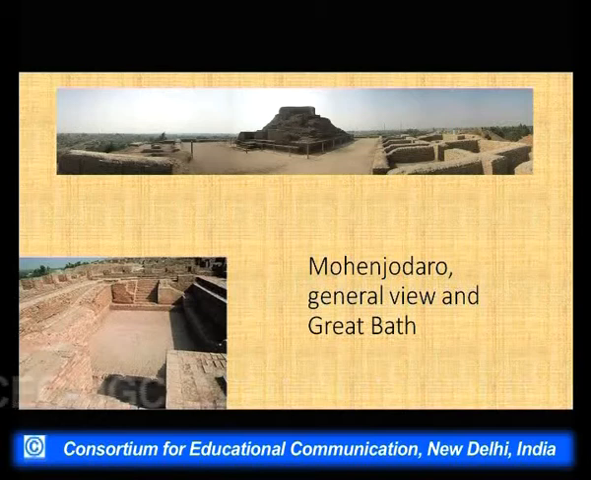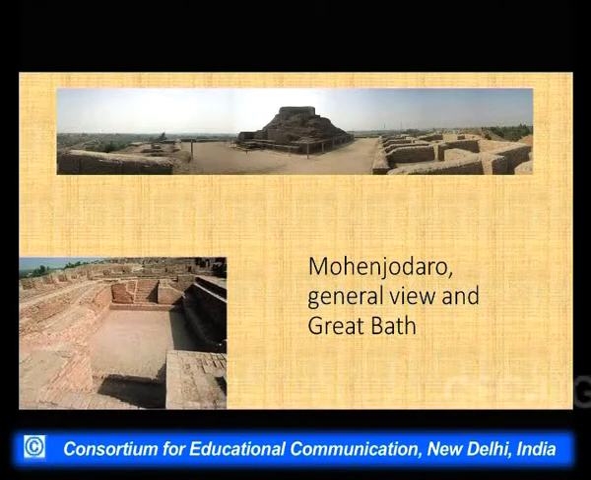One is the citadel, which is at a height where you have all monumental architecture. The presence of monumental architecture is at the higher level. So things like the so-called granary, the great bath, all of these are at the higher level. At the lower level, we will see that you will have a more residential and industrial character.